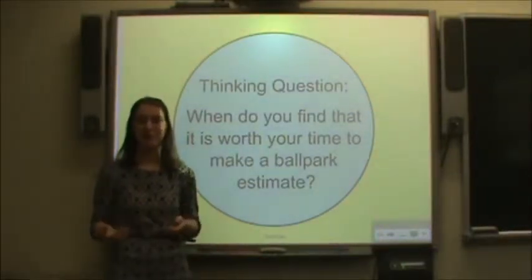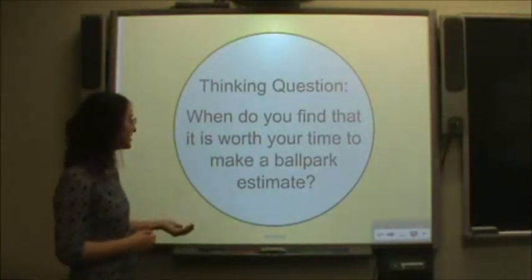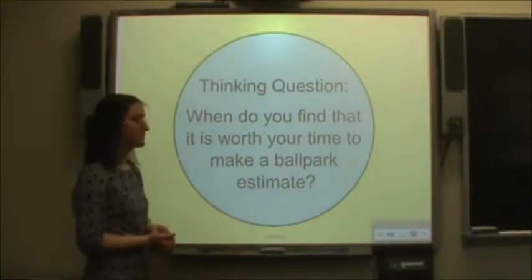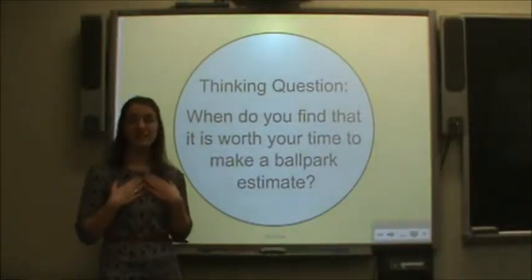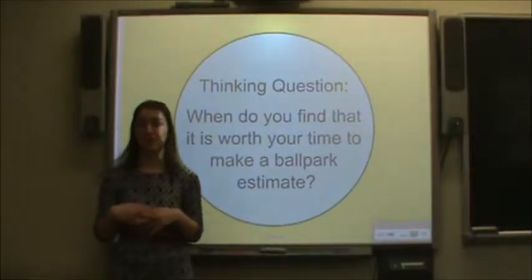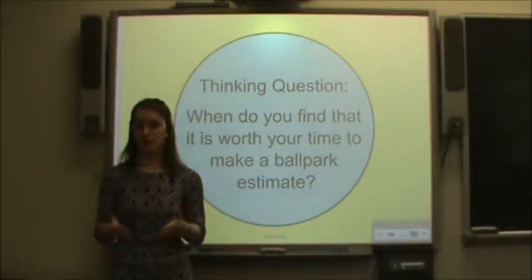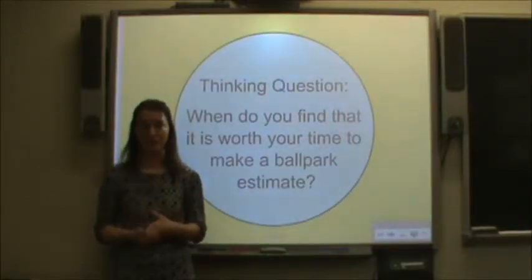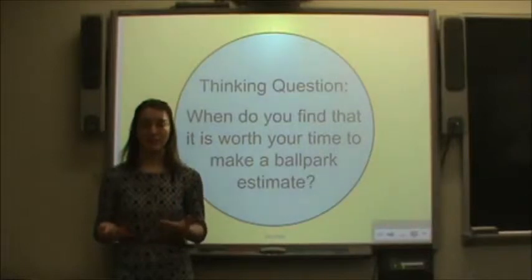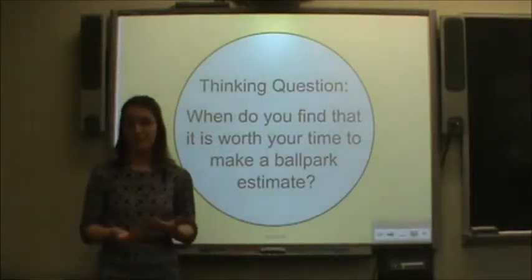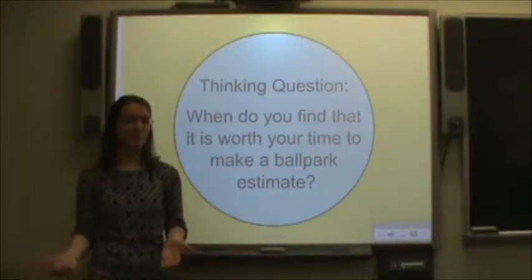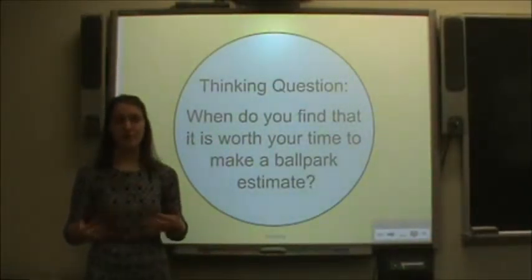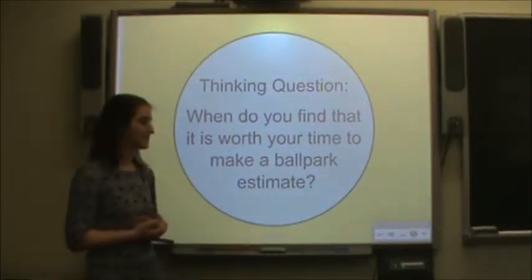We're going to be looking more at multi-digit multiplication today, and our thinking question from the last lesson is, when do you find that it is worth your time to make a ballpark estimate? For me personally, I find that it is most worth my time when I'm doing any multiplication with a number that is 3 or more digits. That's because at that point it becomes really easy to lose track of numbers and the place value. And so if I have a ballpark estimate, then if I accidentally miss a number when I'm doing the actual equation, I'm going to be able to catch that by comparing it to my ballpark estimate.